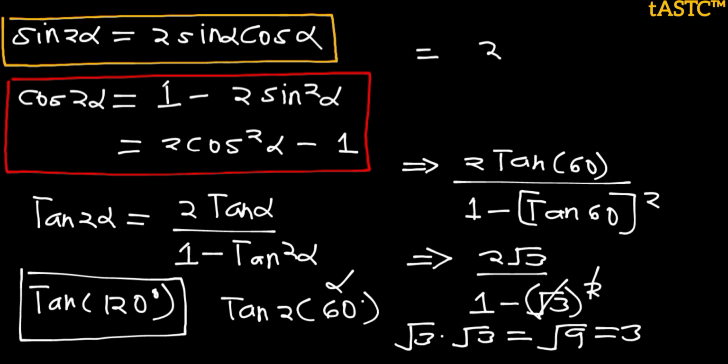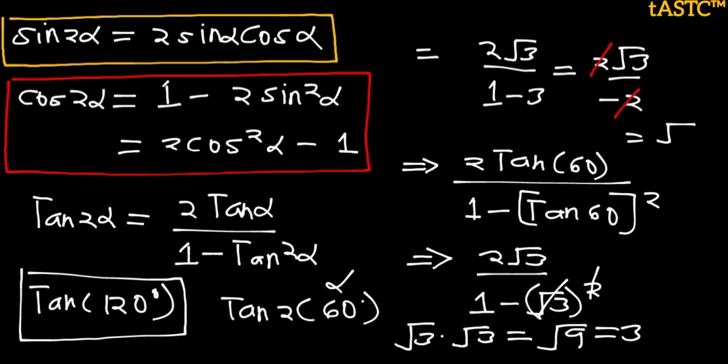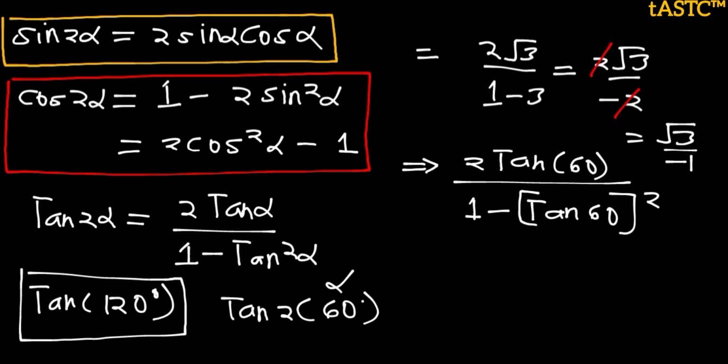So on the other side, we're going to have 2 root 3 divided by 1 minus 3. Now we know that 1 minus 3 should give us a negative 2. So we have 2 root 3 over negative 2. And here we obviously know that this 2 is going to cancel with the 2 below. So that should give us root 3 divided by negative 1. Now if you have root 3 divided by negative 1, what is that going to give you? That obviously should be negative root 3. So the answer is going to be negative root 3. That is basically how to work this.